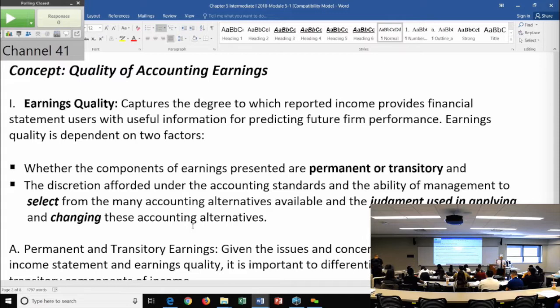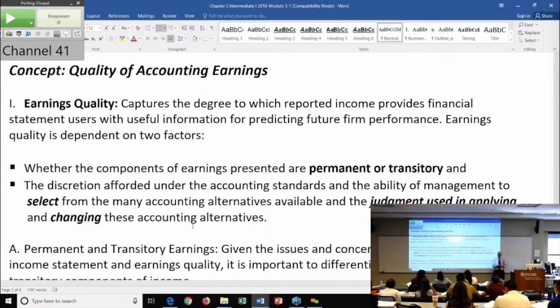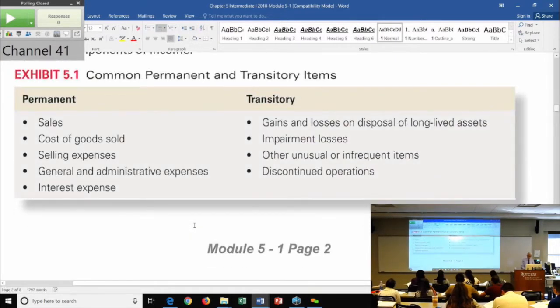We talked about three ways that could happen: when you first choose a standard, when you change a standard from one to the next, and when you apply judgment in applying the standard. So the selection of the alternative and changing those alternatives, which we've already talked about, as well as applying them. Then, just to review, we also talked about the permanent and transitory components. Permanent components are typically what you would see in operating income. The transitory components are things like gains and losses on sales of assets and discontinued operations, which we'll discuss.